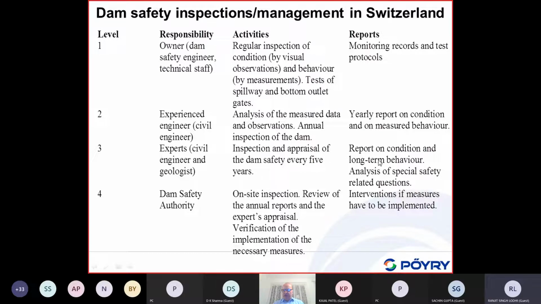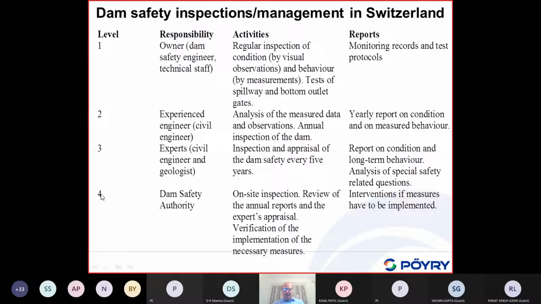What is the outcome? It is a report on the condition and long-term behavior of a dam. And they will analyze some special safety-related questions; maybe some observations made in the annual report may be looked at in greater detail. In our case in Switzerland, it has been in connection with thawing of permafrost, increased mud flow hazards and so on. It could also be special investigations on sedimentation. These are project specific questions which have to be addressed.